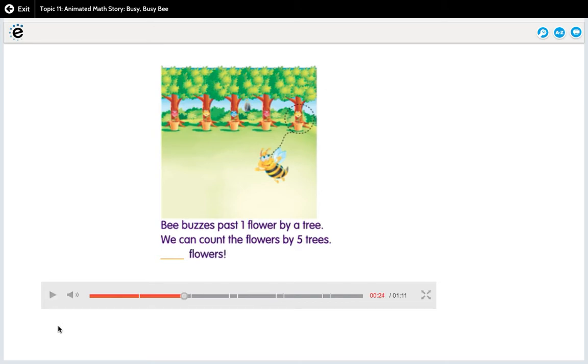Flowers! So I want the kiddos then to count how many flowers bee buzzes past. Every time they pass a tree, there's a flower. So kiddos, go ahead and count. How many flowers do you see? There should be 5.